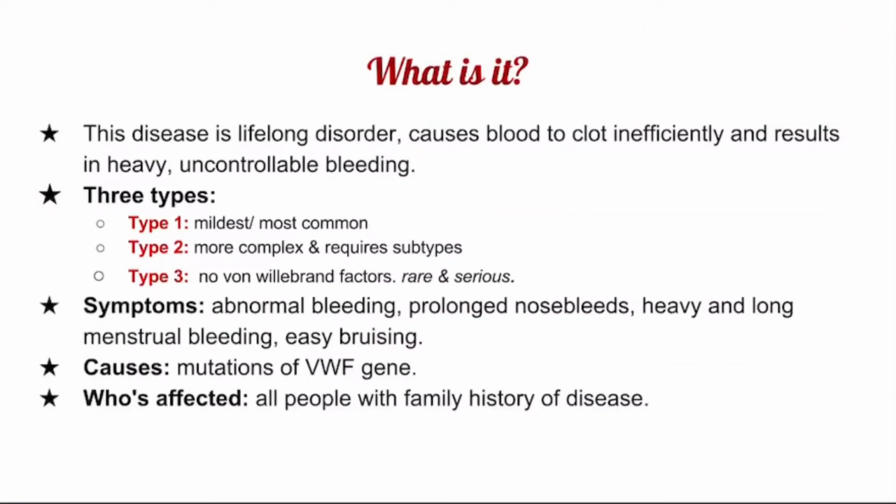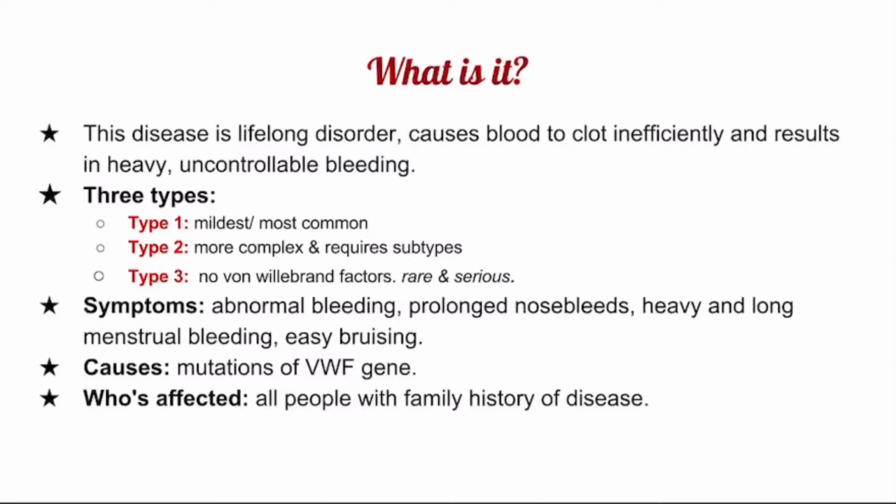So what is it? This disease is a lifelong disorder that causes blood to clot inefficiently and results in heavy, uncontrollable bleeding. There are 3 types which will be discussed in the next slide. But to summarize, type 1 is mild and common, type 2 is complex, and type 3 is the most rare and the most serious. Symptoms of von Willebrand disease include abnormal bleeding, prolonged nosebleeds, heavy and long menstrual bleeding, and easy bruising. Causes are mutations of the von Willebrand factor gene, which Danny described.